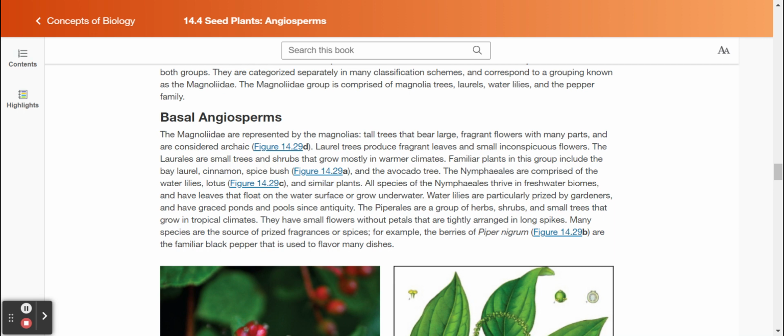The Piperales are a group of herbs, shrubs, and small trees that grow in tropical climates. They have small flowers without petals that are tightly arranged in long spikes. Many species are the source of prized fragrances or spices. For example, the berries of Piper nigrum are the familiar black pepper that is used to flavor many dishes.